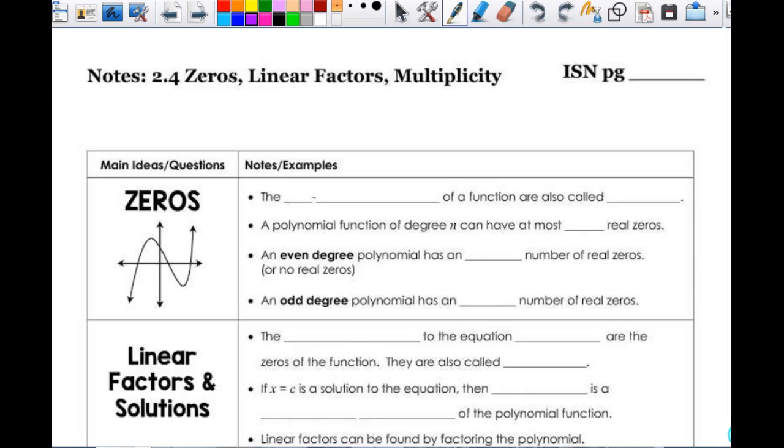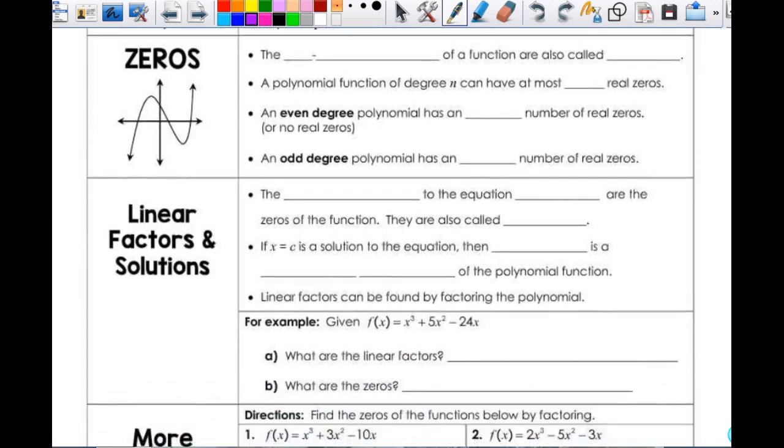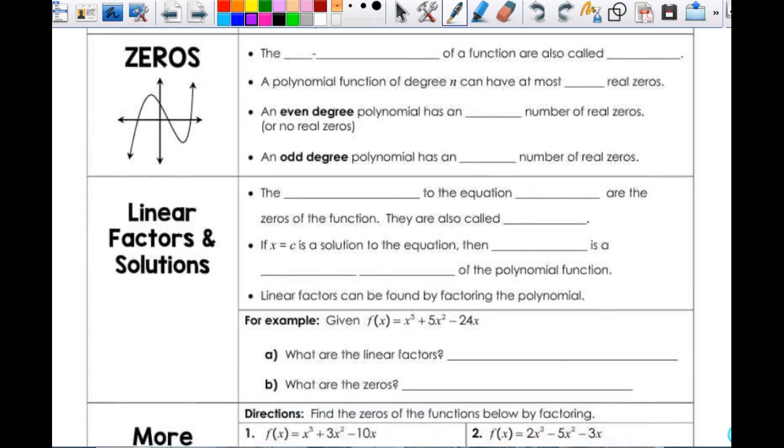Right, today we're going to talk about zeros, linear factors, and multiplicity, and this is going on page 49 when we're done. So we're first going to talk about zeros, which are not new to you. We've already talked about them and found some, but we're going to talk about some other details, hopefully, which are review to you. So the x-intercepts of a function are also called zeros. We can call them a few other things, but zeros is definitely one of them.